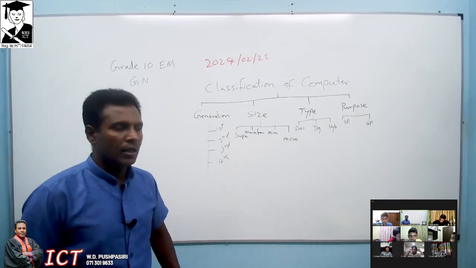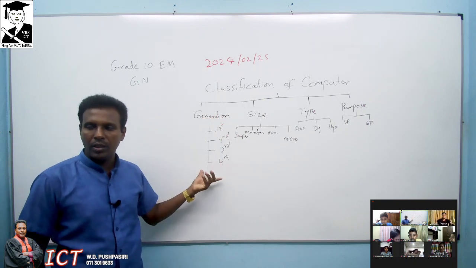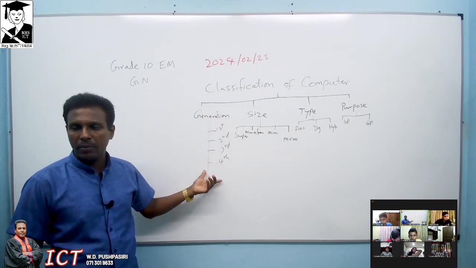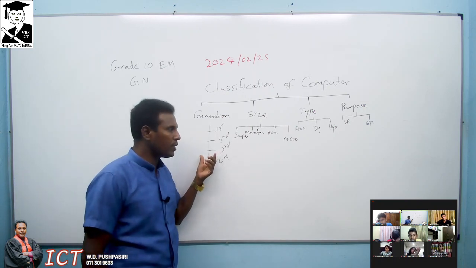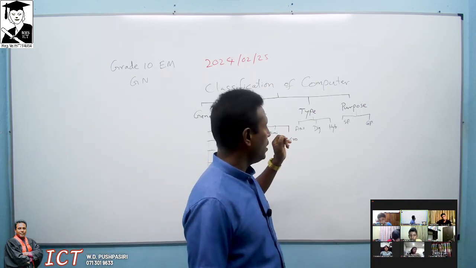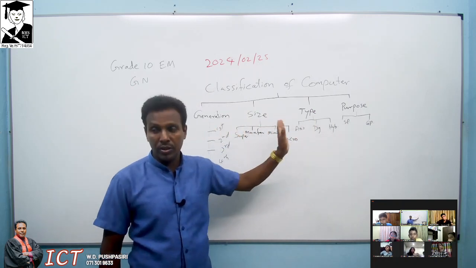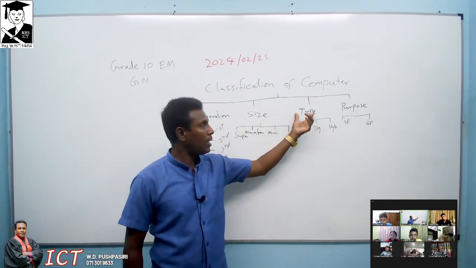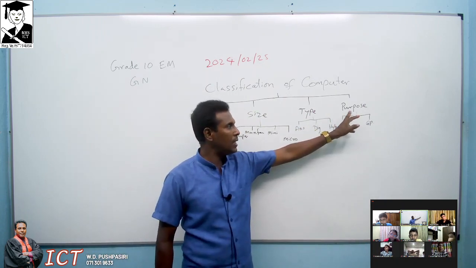Okay, so now we will discuss. We already discussed the generations, so we don't need to go back there, because in the first lesson we studied what generations are and the types of computers. Now we have to understand these three: size, type, and the purpose.